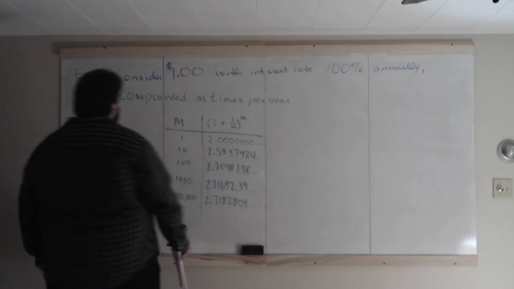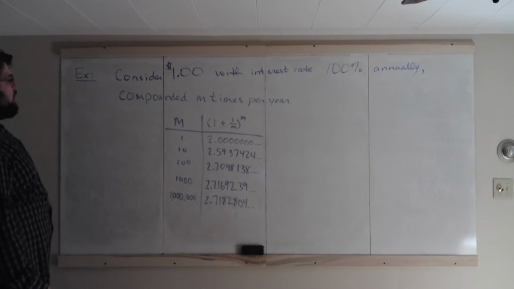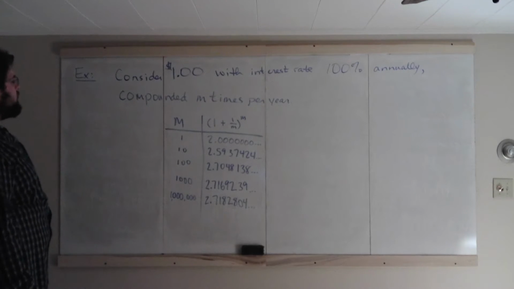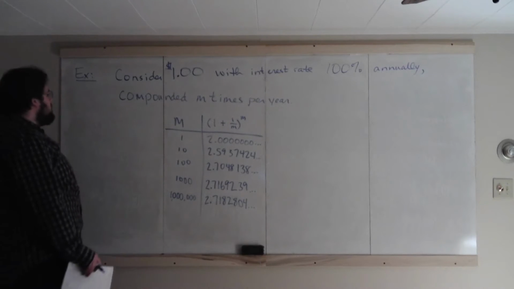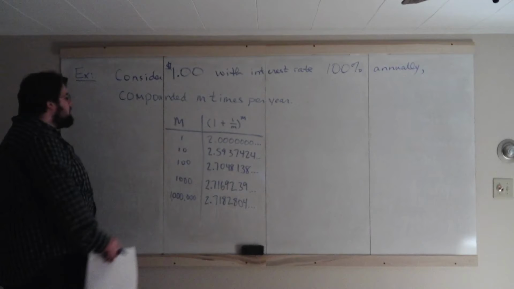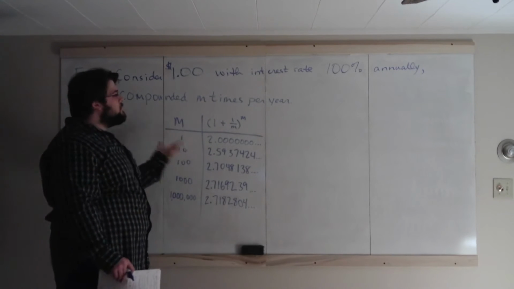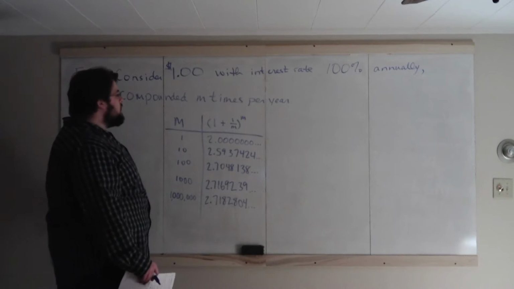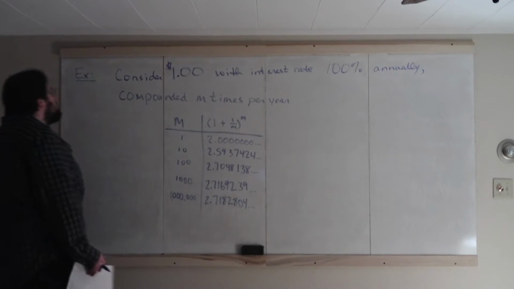So in this example, consider $1 with interest rate 100% annually, compounded m times per year. And here we just have some numbers. So m is the number of times it's compounded per year. So here we have compounded once per year, and of course $1 would turn to $2 if you earn 100% on $1 in a year. It's compounded once. That would be 1 plus 1, which is 2.